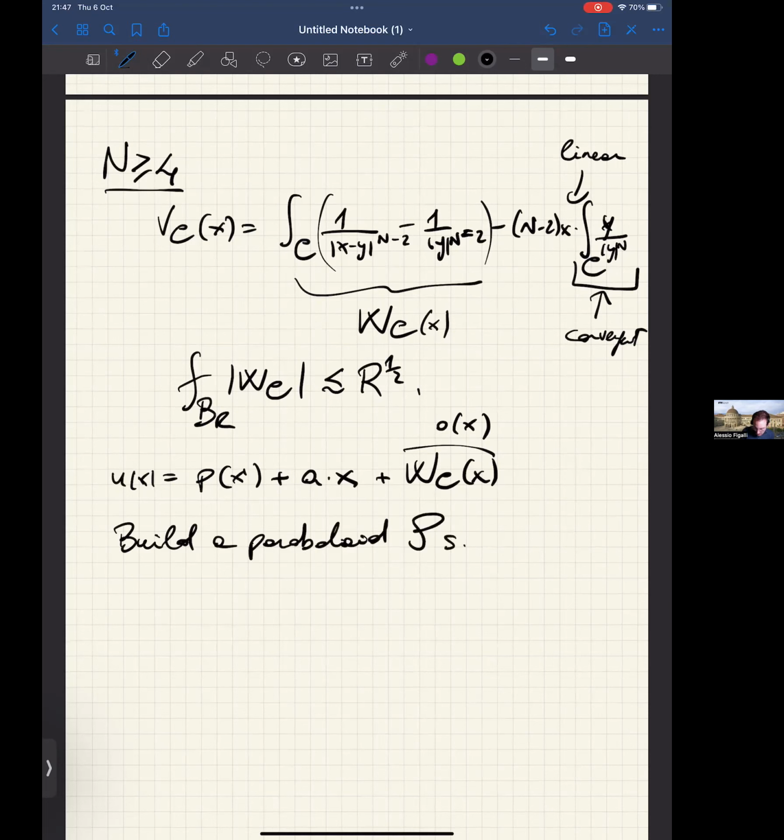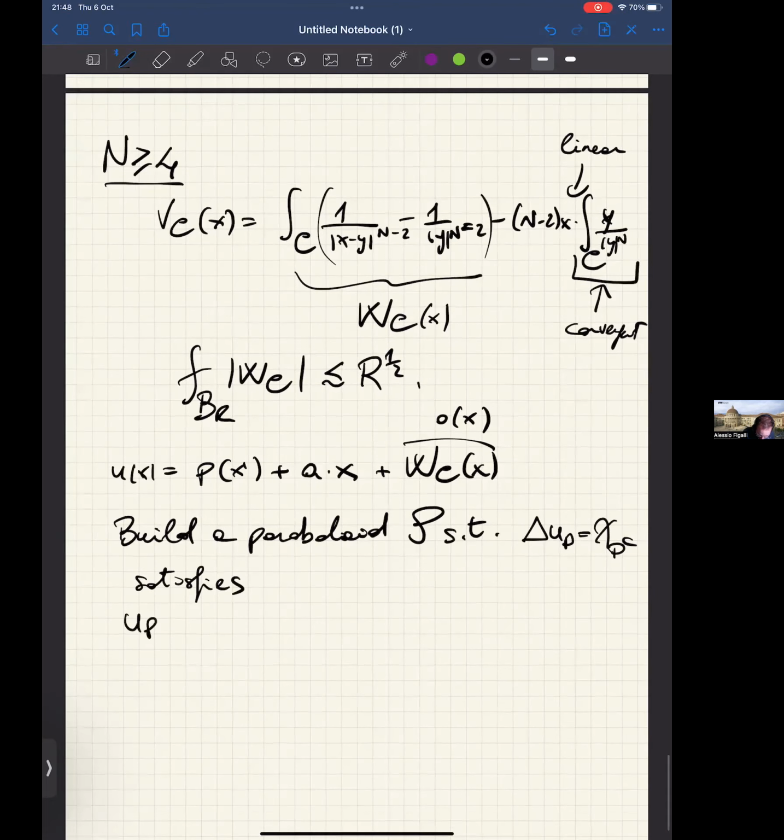P such that the corresponding solution, so Laplacian of UP equal characteristic of P complement, satisfies that UP of x is P of x prime plus A dot x plus little o of x. So we can build a paraboloid which has exactly the same second order term and the same first order term.